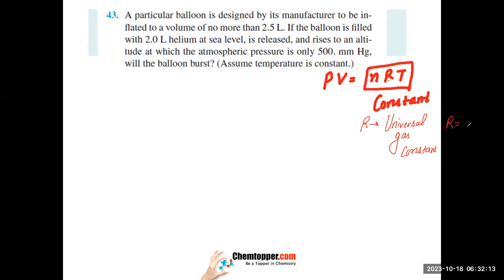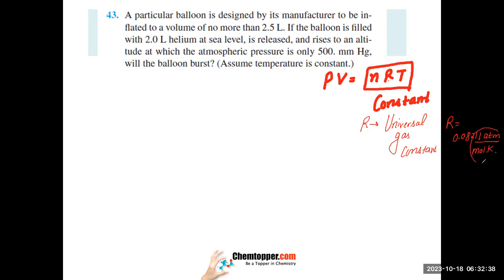Do you remember the value of R? Yes, 0.0821 we can say, but not gram. It was not gram. 0.0821 liter atm per mole Kelvin, right? That is R.